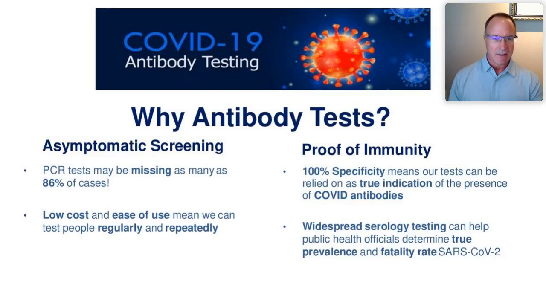So just to jump into the slides real quick. The first bullet: PCR tests may be missing as many as 86% of cases. Well, the reason is that they're not really supposed to be used as a screening tool. They're only for symptomatic patients. So what happens with all the asymptomatic patients? They've got it, but no one ever tests them with PCR because they're asymptomatic. So it's a huge gap that's been out there for a long time.